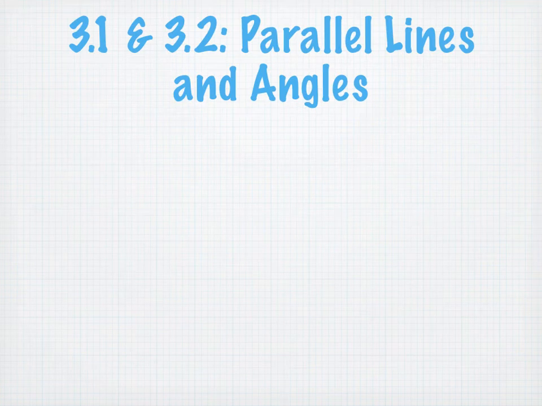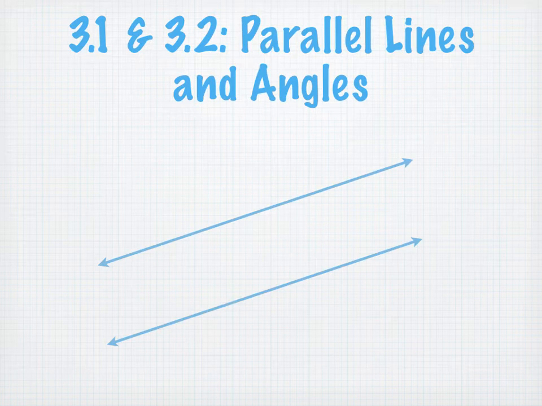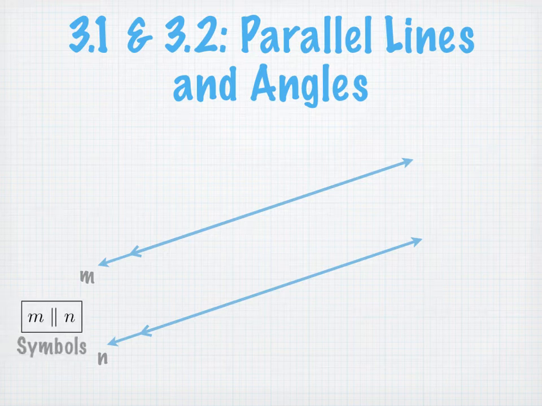So on a fresh page of notes, we've got 3.1 and 3.2. The first thing I'd like you to do is draw one set of two parallel lines. You'll want to name them M and N. The way that you show that these two lines are parallel on the drawing is by including an extra set of arrows on the line. And that shows me that M and N are parallel. In symbols, we would write M is parallel to N. That kind of upright symbol indicates parallelism.